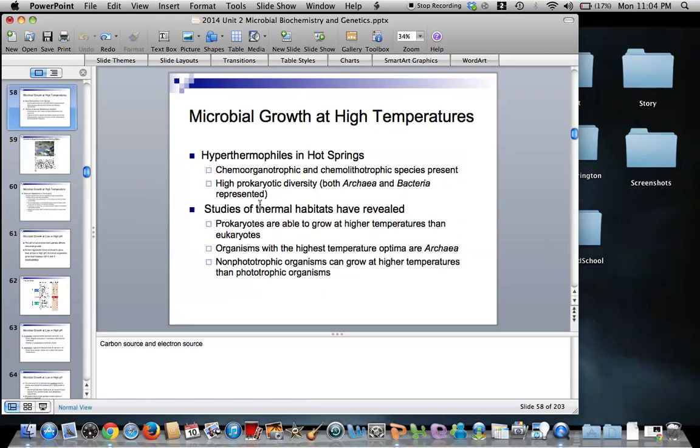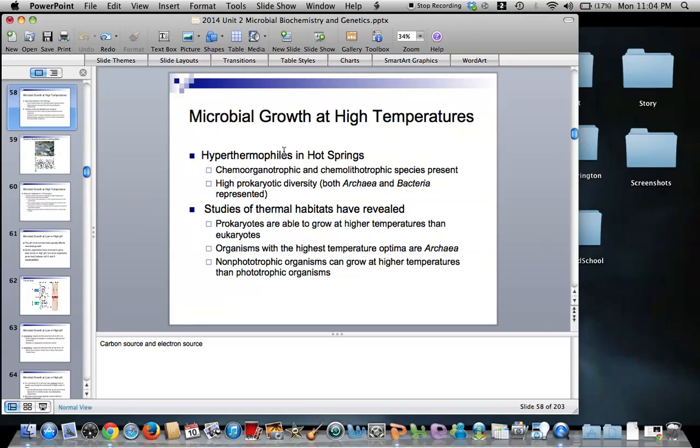High temperatures, hyperthermophiles. In hot springs, they can be chemoorganotrophic and chemolithotrophic. So they take their carbon source from some chemical, and then lithotroph gets it from water. Organotroph gets it from another organism. High prokaryotic diversity of both archaea and bacteria in these high temperatures in hot springs. And then thermal habitats, prokaryotes much more tolerant of high temperatures than eukaryotes.